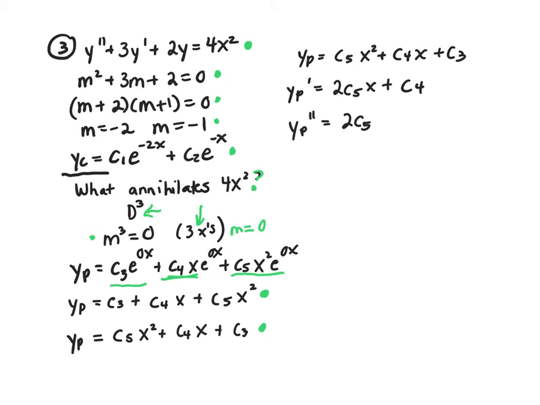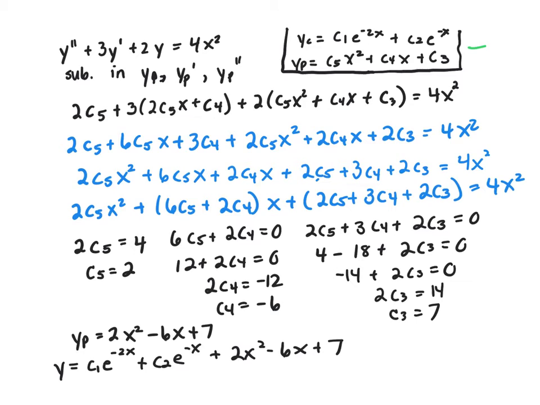Now, if you look back at your original equation, you've got y double prime. So take your y sub p, which I copied up here, and find your y sub p prime. Take the derivative of each term, and that gives you 2c5 x plus c4. Of course, c3, take the derivative, goes to 0. And now find your second derivative. All right, so I'm going to another screen.